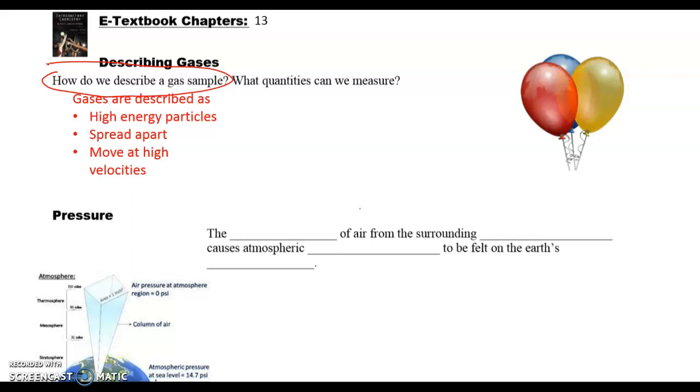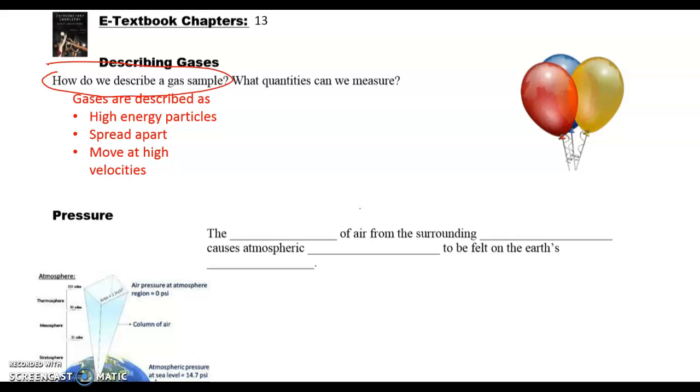But if we look at a gas sample, three of the things we could say: typically gases are going to be described as high energy particles. Because they're high energy, they're going to want to spread apart, and they spread apart because they're moving at very high velocities. If you're watching this video, it'd be good to take some notes, just real basics here, and follow along with me. Writing these things down would be good.